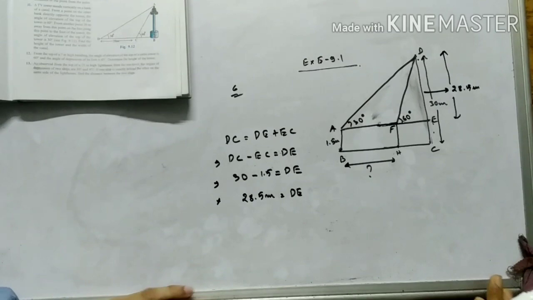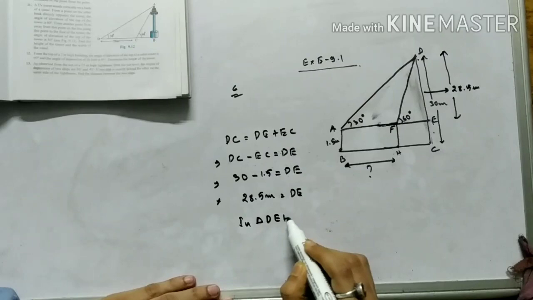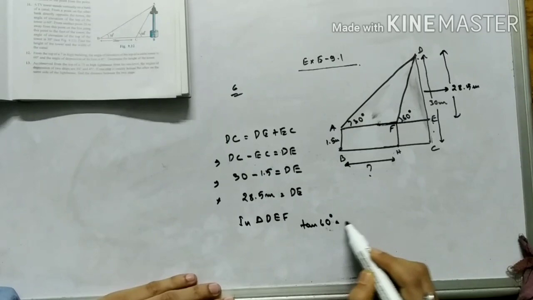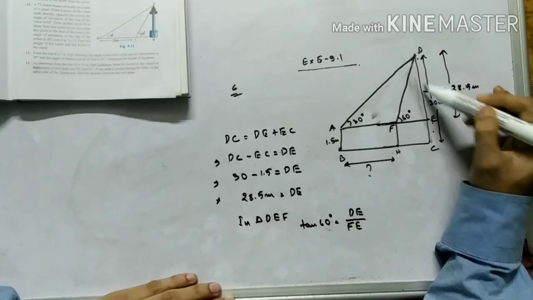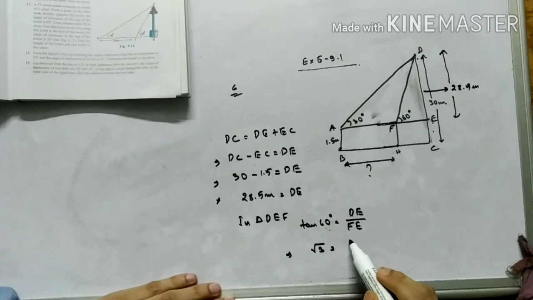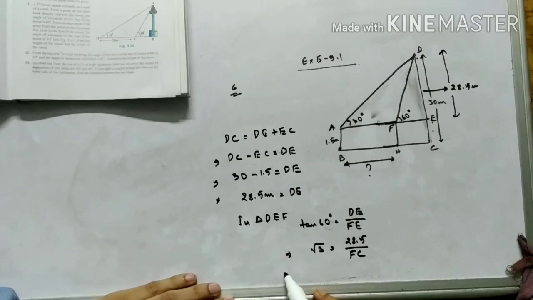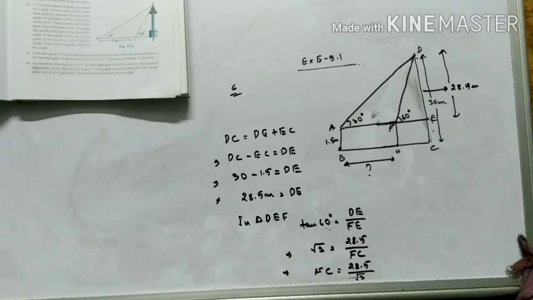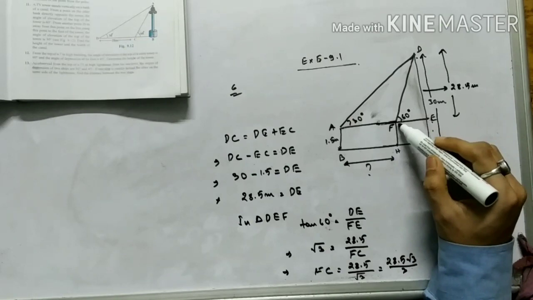So now in triangle DEF, I will use tan 60 degree is equal to DE by FE. Tan 60 degree, it is root 3, is equal to DE, I will get 28.5 by FE. So from here, I can find the value of FE, it is equal to 28.5 by root 3. So this is equal to 28.5 root 3 by 3.